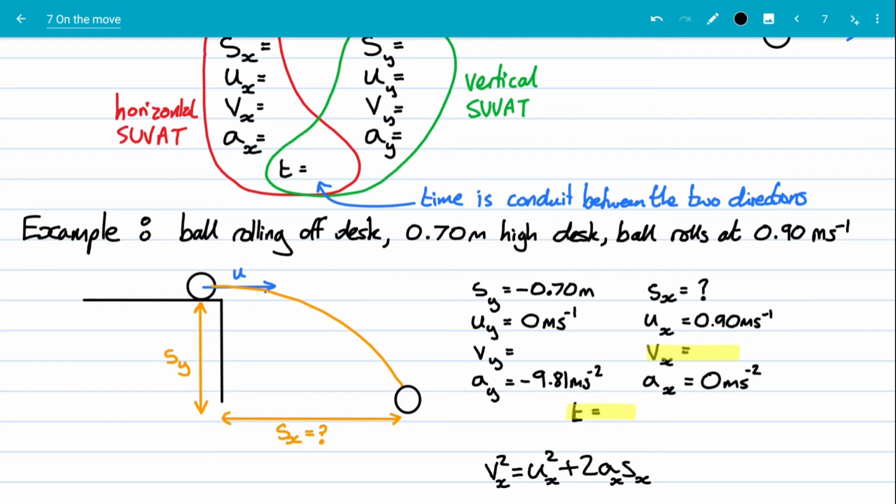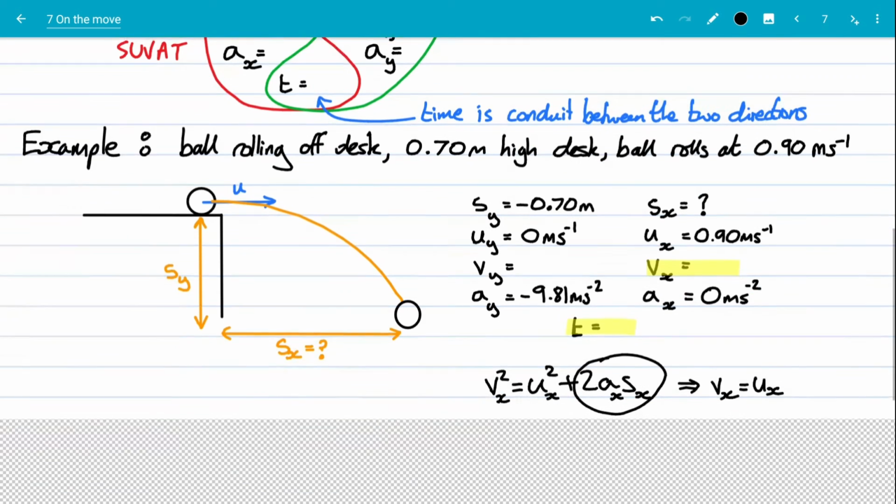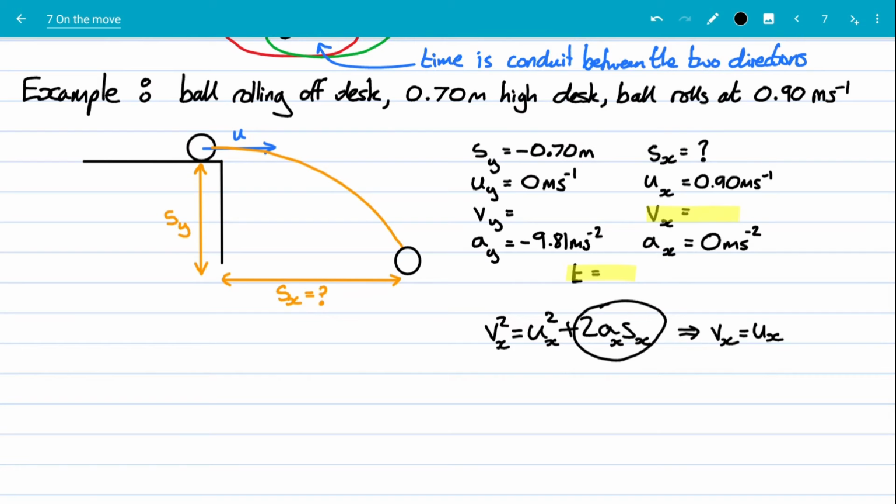Let's say we know what v is, but we only know what v is because a is equal to 0. So this whole term here becomes equal to 0. So that just becomes Vx is equal to Ux. And we can't calculate Sx from that because we're timesing it by 0. If you say that's fine, divide through by 2a, you're going to be dividing by 0. You're not allowed to do that.